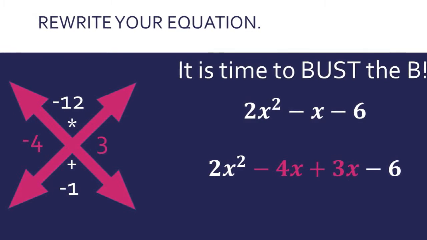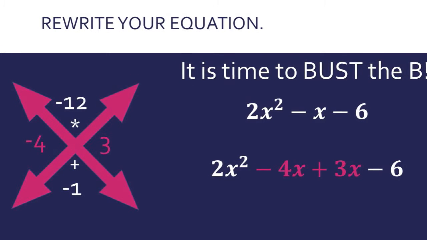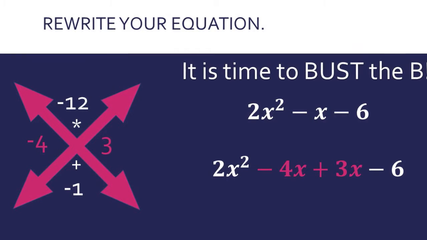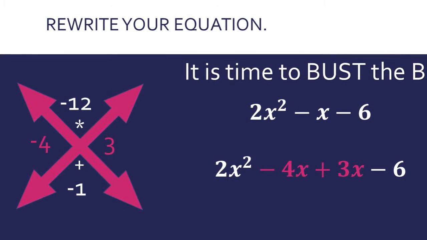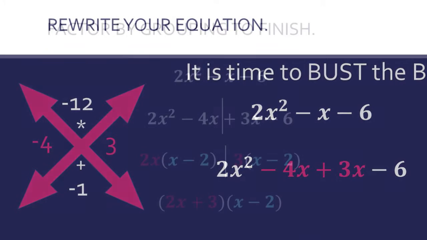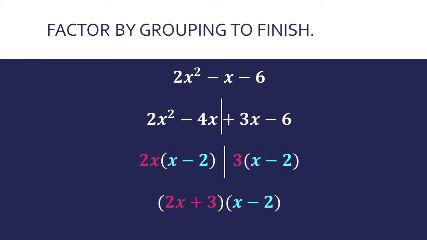Once you have those two numbers, you will rewrite your equation by busting the b term into two new terms. Copy the first term, rewrite the b term as -4x and 3x, and copy the last term. Now that you have busted the b into two terms, the expression has 4 terms. Divide the 4-term expression down the middle.